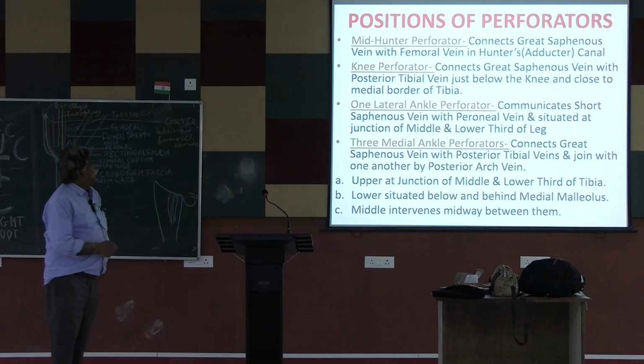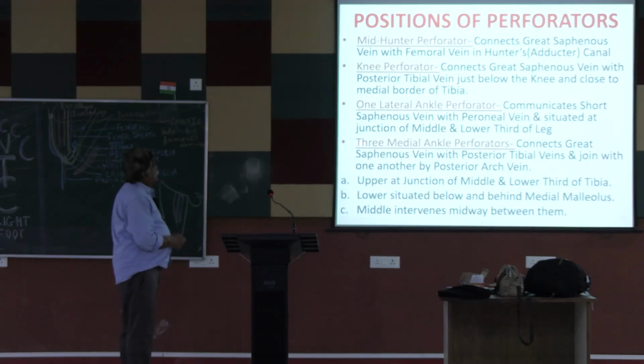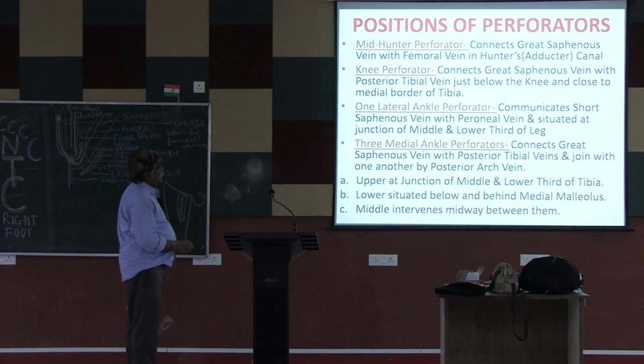The knee perforator connects the great saphenous vein with the posterior tibial vein just below the knee and close to the medial border of the tibia. One lateral ankle perforator communicates the short saphenous vein with the peroneal vein, situated at the junction of the middle and lower third of the leg. Three medial ankle perforators connect the great saphenous vein with the posterior tibial vein and join with the posterior arch vein. The upper is at the junction of the middle and lower third of the tibia, the lower is situated below and behind the medial malleolus, and the middle lies midway between them.